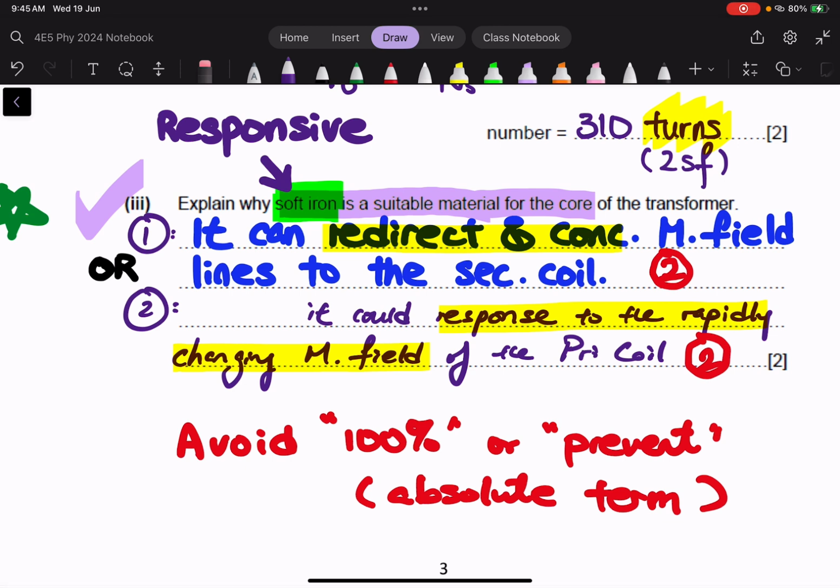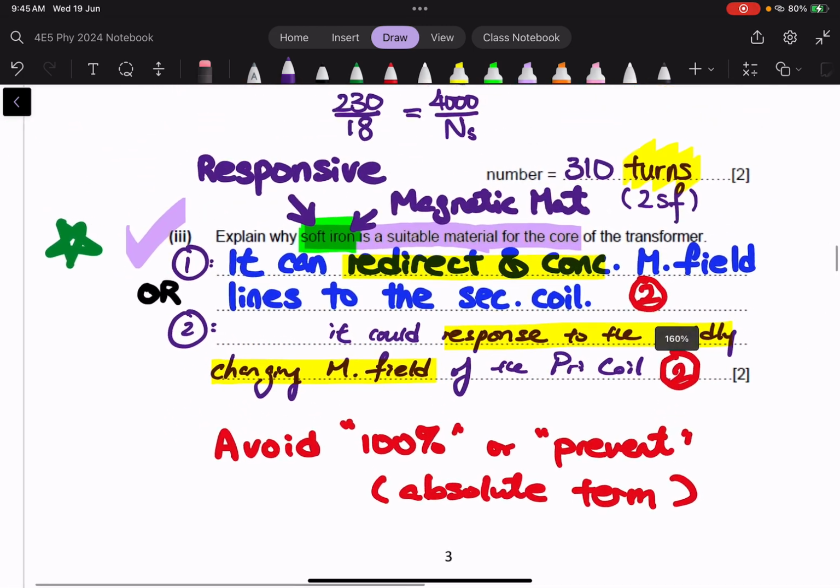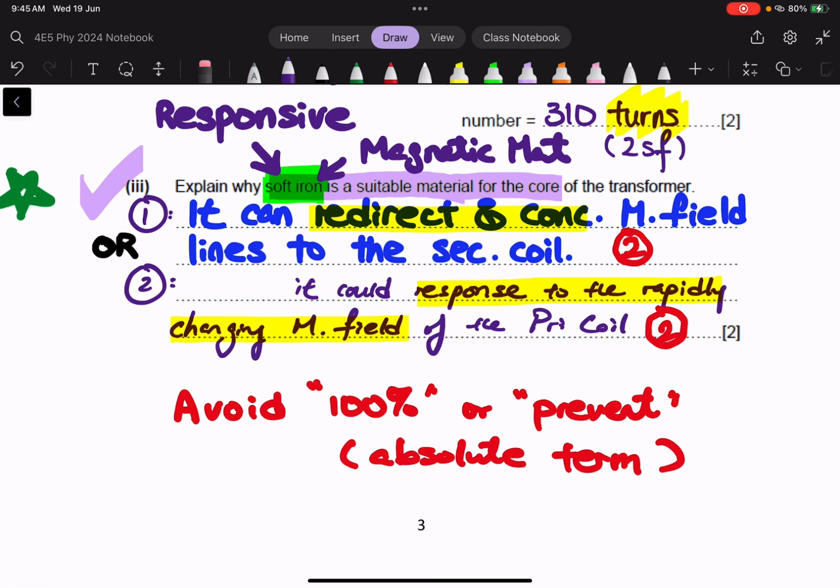And then secondly, you also need to answer why you choose iron. Why not titanium? Why not copper? So we need to talk about this thing called magnetic material. Why do you want to use a magnetic material as your core? Why not use a non-magnetic material? So in your answer, you need to highlight these 2 key properties. For why you want to use magnetic material, it is because only magnetic material can redirect and concentrate the magnetic field lines to the secondary coil. So this will answer why you use a magnetic material.